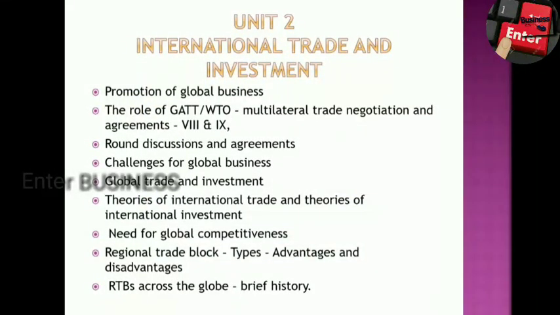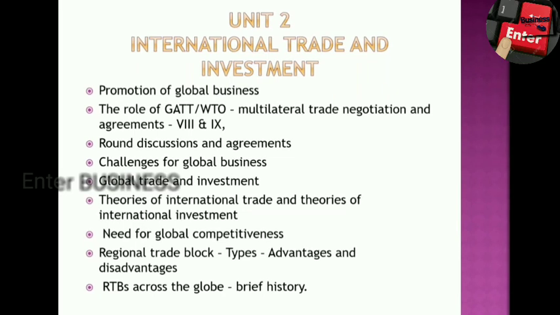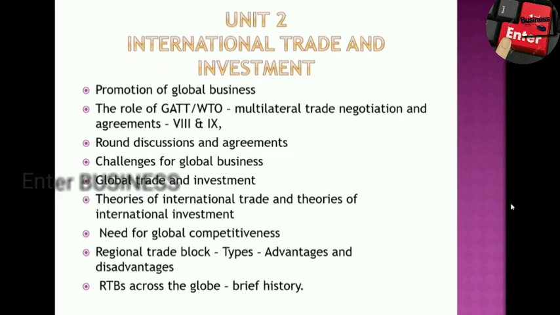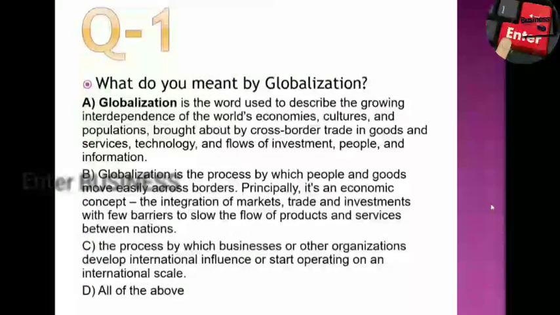And this is the Unit 2 syllabus. It contains promotion of global business, the role of GATT, WTO, multilateral trade negotiation and agreements, round discussion and agreements, challenges for global business, global trade and investment, theories of international trade and theories of international investment, need for global competitiveness, regional trade bloc, types, advantages and disadvantages, RTBs across the globe, brief history. And let's move to the sample MCQs with its answers.